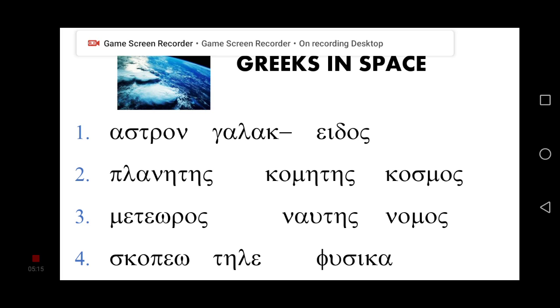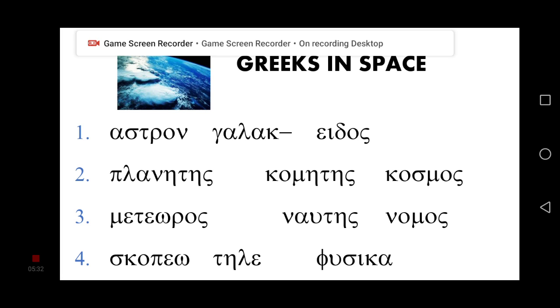Number 3, meteoros, we get meteor from that, and it just means anything above. So meteorus, we get meteorological from, and the weather, anything to do with the weather and the things above is meteorological.